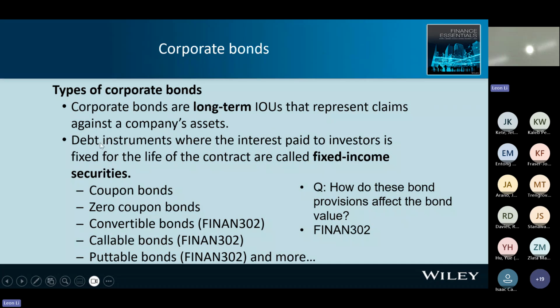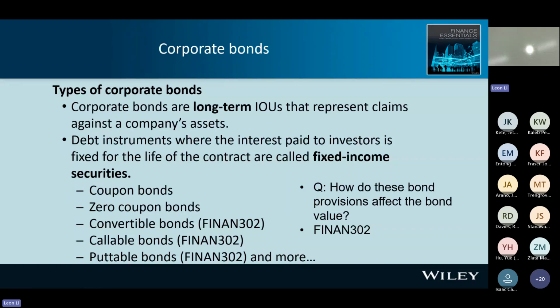So debt instrument where the interest paid to investor is fixed for the life of the contract are called fixed income security. All right. So bond investor receive the interest payment. Right. That means coupon. Coupons are fixed for the life of the bond. So the bond has another name, fixed income security. Their income is fixed. When the bond is issued, the income is fixed.